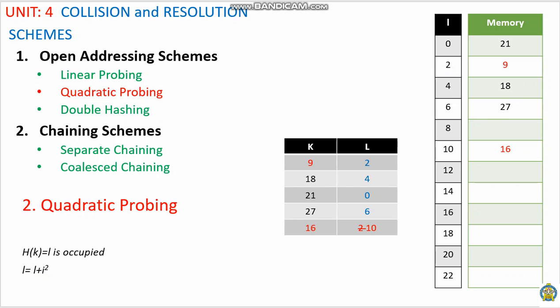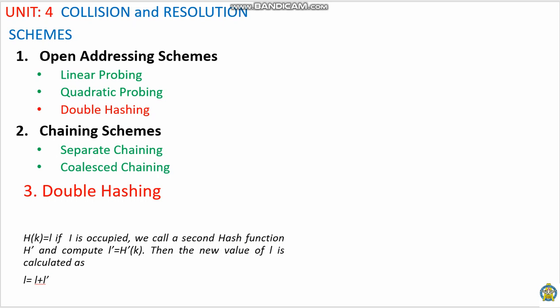And the next is double hashing, the last of the open addressing methods. The explanation is here. You can use a similar picture to explain it if you want. So let's say h of k gives L. If L is already occupied, if there is a collision, then we will call a second hash function, say h dash, and compute L dash, that is h dash of k, on the same record k.